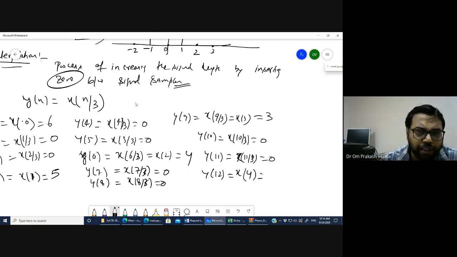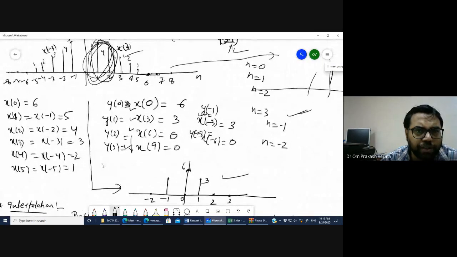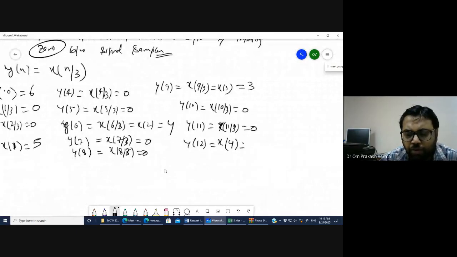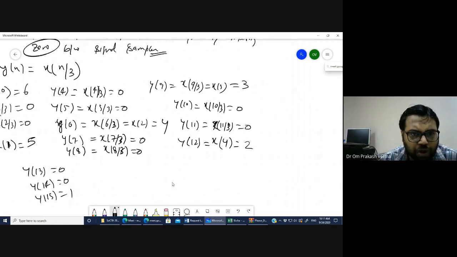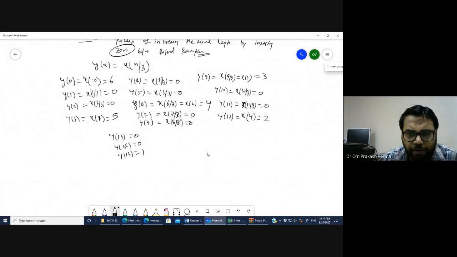So x4 is 2, and x5 is 1. In a similar way, you can find y13 is 0, y14 is 0, and y15 you get 1, because it is a 5 by 3. In a similar way, you can take the mirror image on the left-hand side. So now draw these things on the plot.